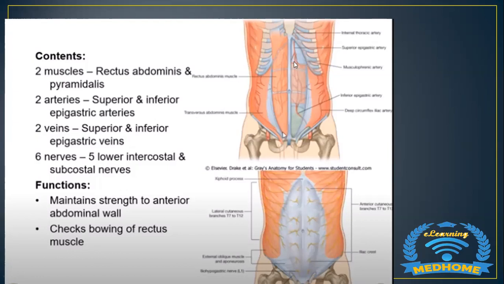So if you can see here, this is the whole of the rectus sheath, and it has 2 arteries: the superior epigastric artery and the inferior epigastric artery. And you can also see the nerve supply, that is the anterior nerve branches of T7 to T12. That is the lower 5 thoracic nerves and one is the subcostal nerve or T12 nerve.